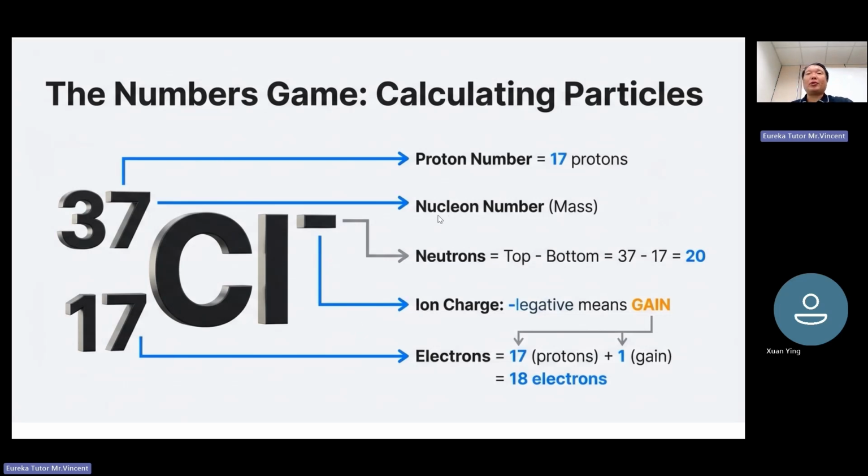And then the nucleus number, this 37, you can understand as the mass. It is the mass number. Remember, the nucleus number is the proton number plus the neutron number. So in order to find the neutron number, you need to do the calculation: 37 minus 17 equals 20. For this case, the negative means the negative charge.